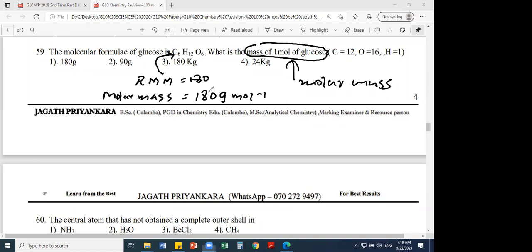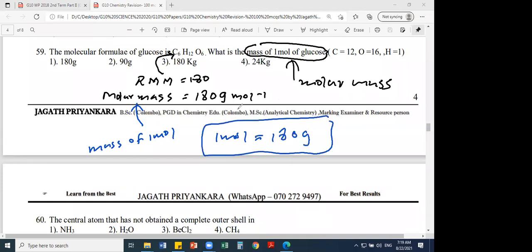What is the meaning of molar mass? Mass of 1 mole. If you can only copy down this, mass of 1 mole. That means 1 mole of glucose equals 180 grams. 180 grams per mole means 180 grams equals 1 mole. So 1 mole has how many? 6.022 times 10 to the power 23 what? Glucose molecules. Because how do you convert moles into molecules? Multiply by the Avogadro constant.